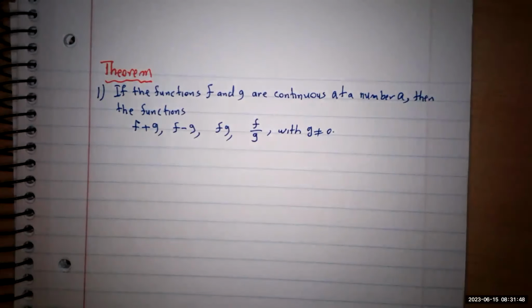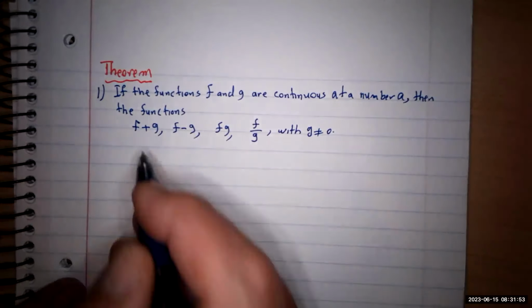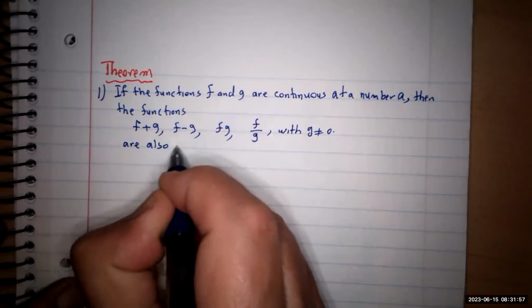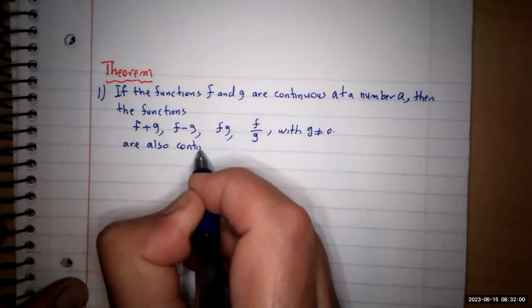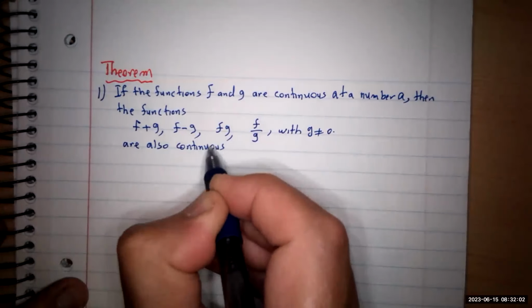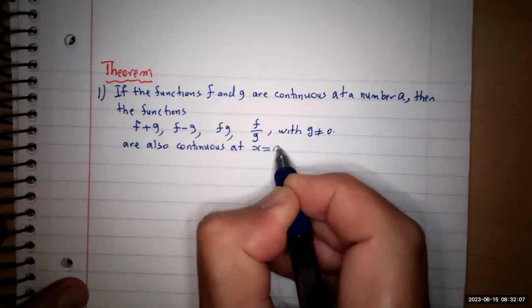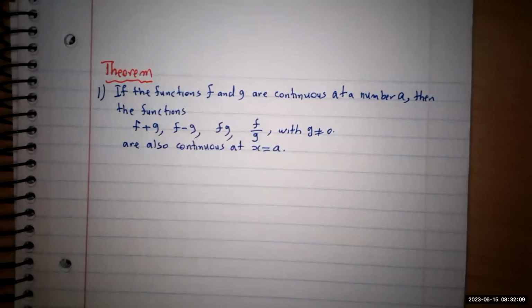Okay, so if these two functions are continuous, then these are also continuous, going to be continuous again at x equal to a. So this means, as we talk about it, the sum, the difference, the product and the quotient of continuous functions are also continuous. That's case one. Any question?